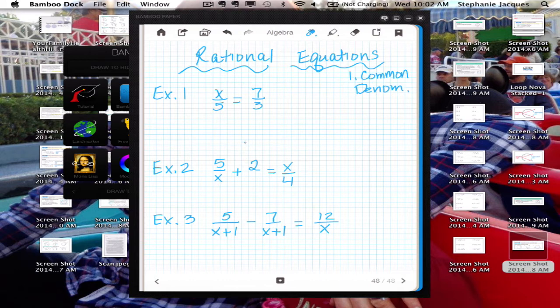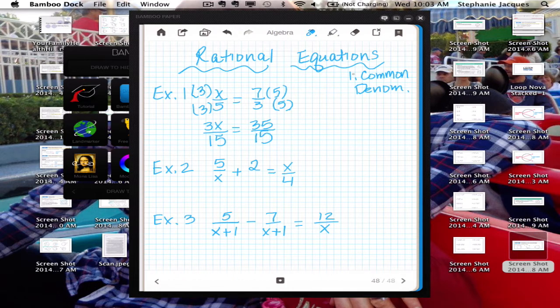So common denominator. I look at this one and I go, well, 5 and 3. Now 15 is a common denominator. Whatever I do to the top, I do to the bottom. So I'm going to multiply this by 5 and the other side by 3. So I'm going to get 3x over 15, and then I get 35 over 15.